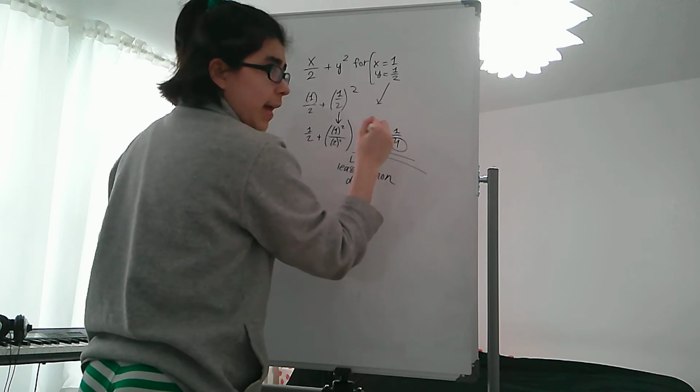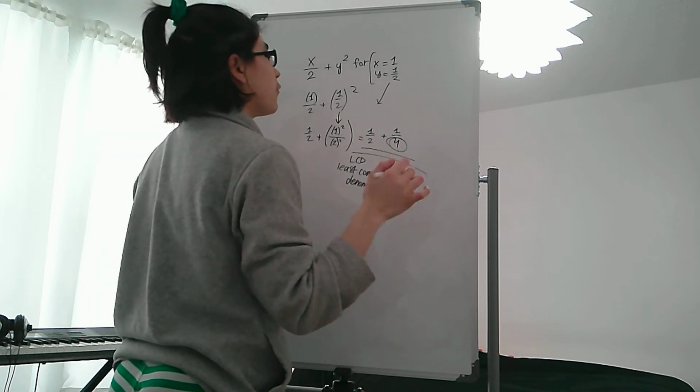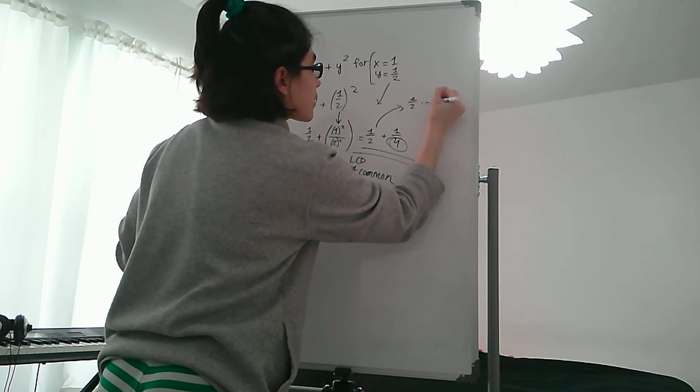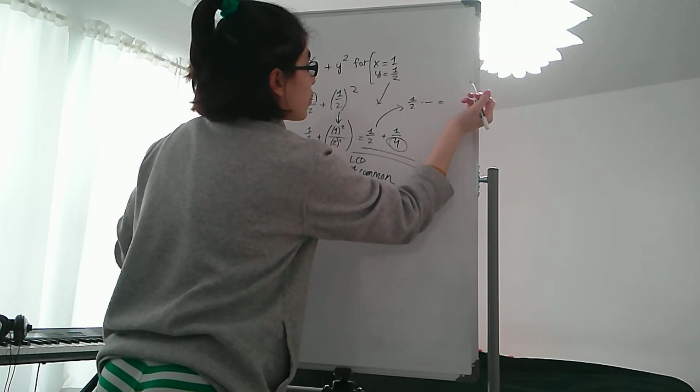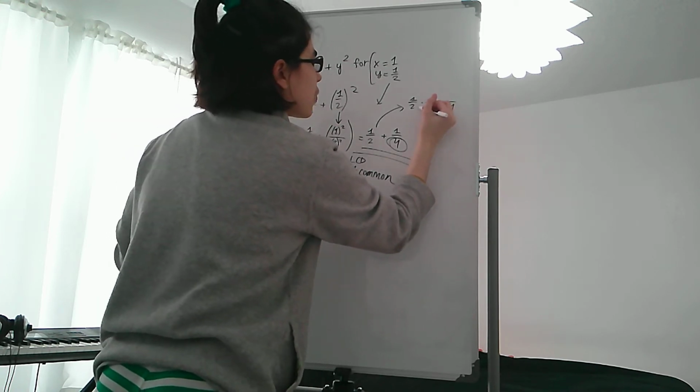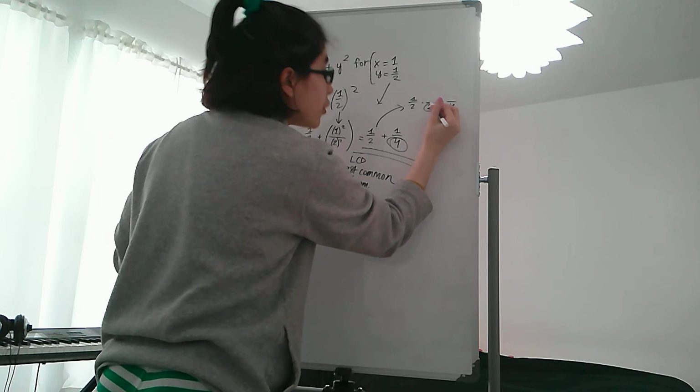So how do you change 1/2 into something with a denominator of 4? What you got to do is 1/2 times something over something equals something with 4 in the denominator, right? So you multiply 2 by 2 to get 4.